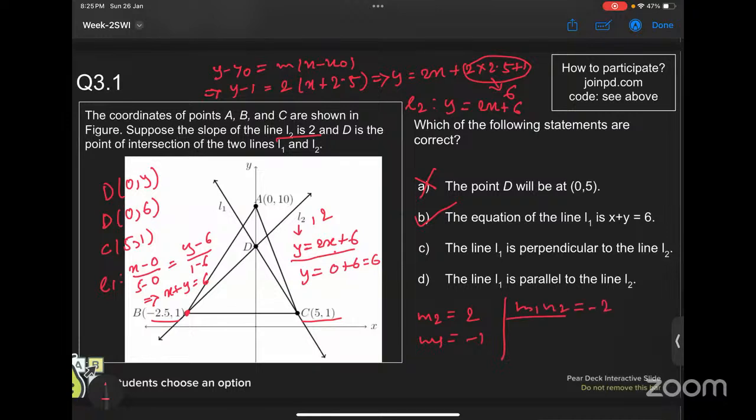So clearly this is not a perpendicular line, right? Also, this is not parallel. So if it were parallel, then M1 should be equal to M2. And if it were perpendicular, then M1 into M2 should be equal to -1, right? So both are not holding. That means they are neither perpendicular nor parallel. That means only option B is the correct option. Okay. Any doubt? No, ma'am.